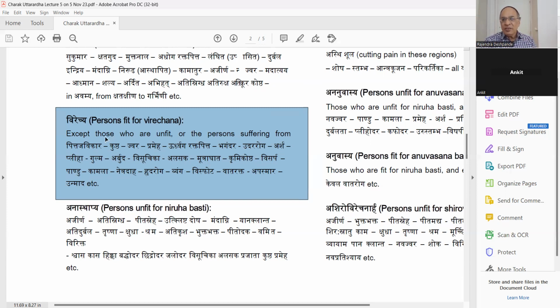Now, to whom do we give the Virechana? Basically, Pitta problems. Whenever there is Ushna, Tikshna, Rakta Dushti, or skin problems, that is an indication. Except for those who are unfit; we are not going to give Virechana to the unfit. Pitta Vikar, then Kushta or skin diseases, Jvara, especially Jirna Jvara, Prameha, diabetes mellitus, Urdhva Rakta Pitta.